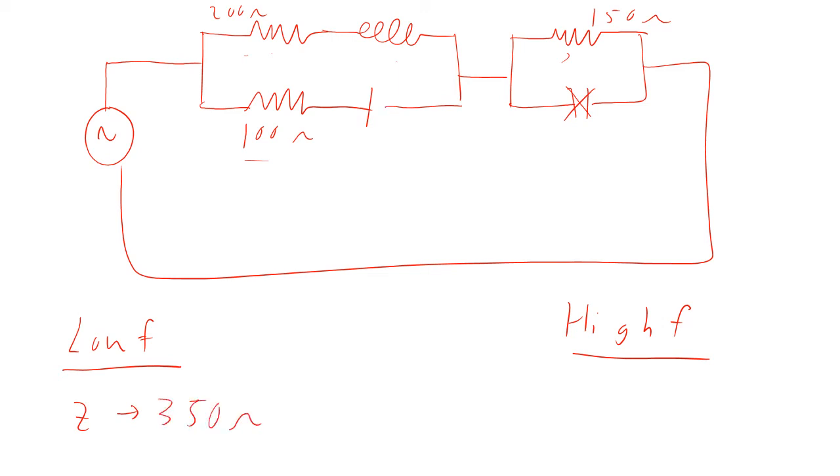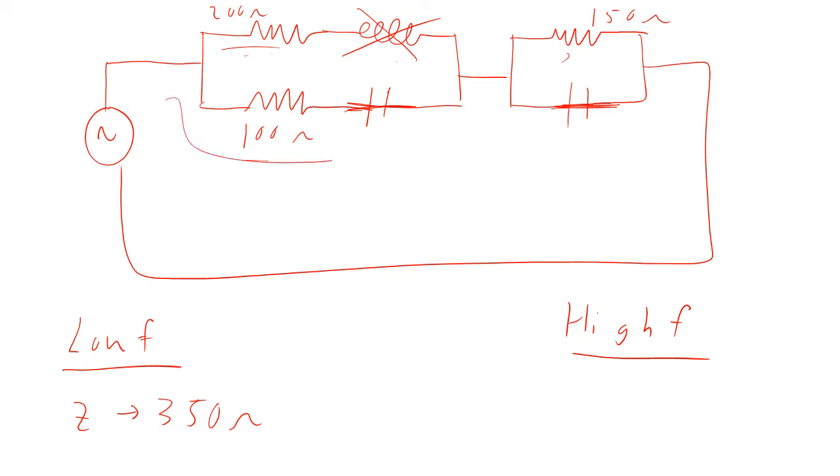Now, for high frequency, what's going to happen? Well, that means this is going to act like a wire right there, and it's going to act like a wire for the other capacitor. It's going to be a break in the circuit right there. So nothing goes through the 200 ohm resistor.